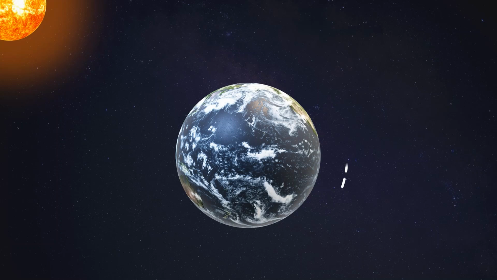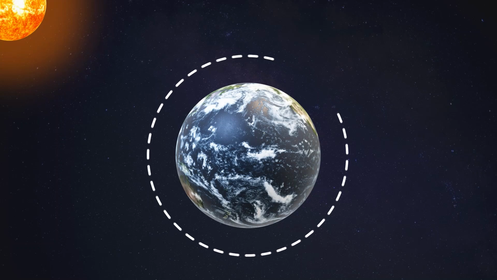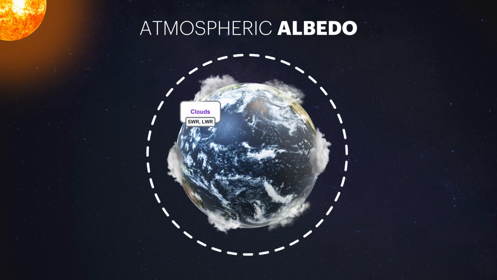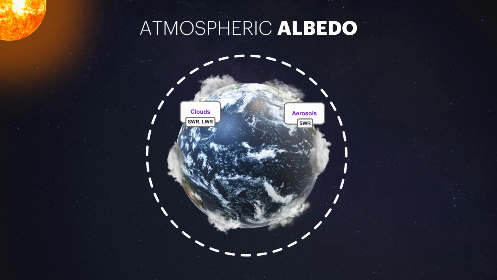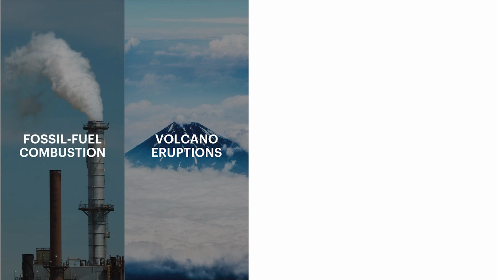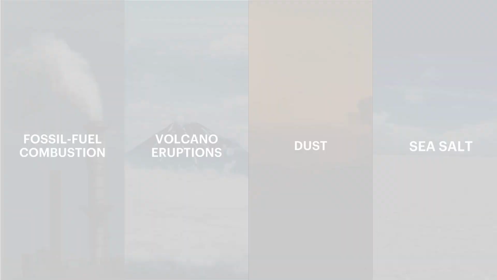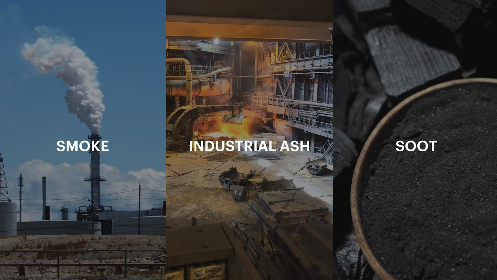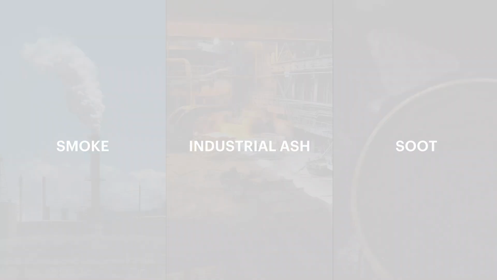The properties and dynamics of the atmosphere are essential to understanding the cooling and heating effects on Earth. First, let's talk about the atmospheric albedo, which is the diffuse reflection of the solar radiation in the atmosphere and is dependent on cloud cover, influenced by humidity and atmospheric circulation. Then there are aerosols, which are small particles in suspension and generally have a cooling effect. These particles can come from fossil fuel combustion, volcano eruptions, dust, and even sea salt. Dark aerosols or black carbon also exist, and are made of smoke, industrial ash, or soot, and unlike other aerosols, have an important warming effect.